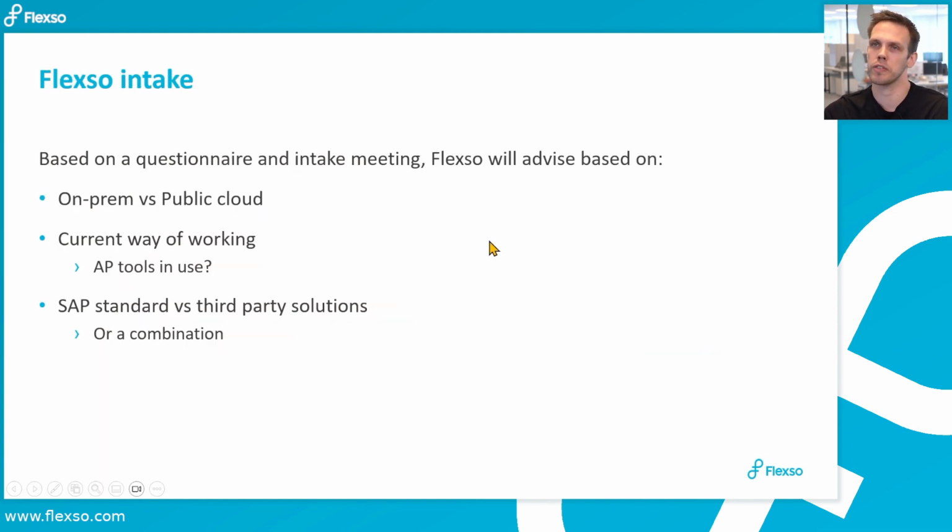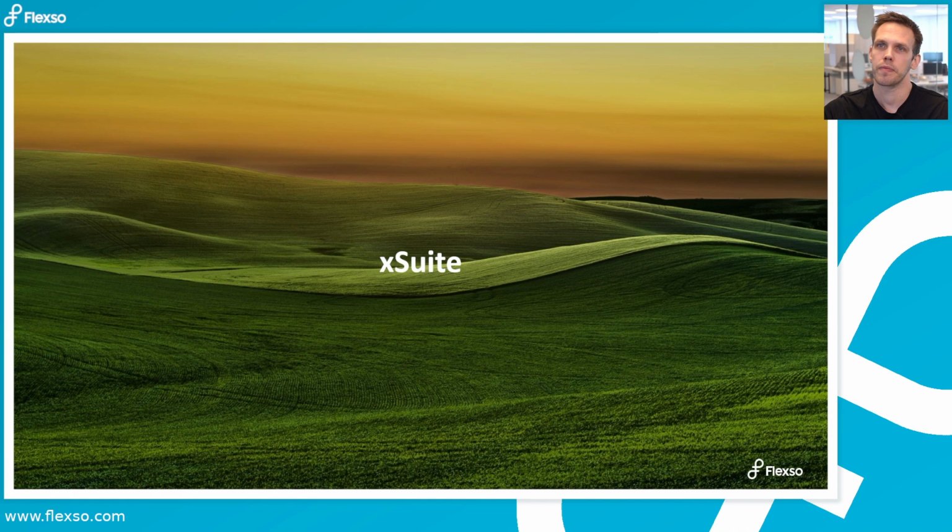Based on this questionnaire and this intake meeting, we can advise based on certain parameters. For example, are you on-prem or are you in public cloud? The current way of working, do you already have AP tools in use? For example, if you're already using the SAP standard VIM, maybe it's better to look at the SAP DRC solution or a third party, or maybe a combination, so a sub-standard, for example SAP DRC with a third-party solution for the automation. These are all things that we will look at and talk about in this intake meeting.